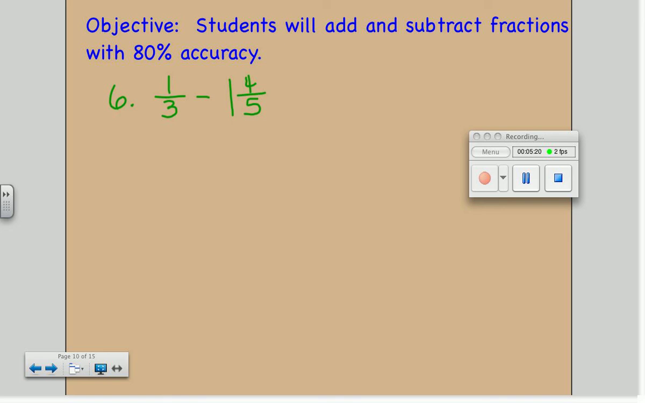One-third minus 1 4/5. For this one, since I don't have a whole number here, right? I don't have anything there. Nothing. Look, nothing. Since I don't have a whole number there, I know I'm subtracting more than what I have. So I know my answer is going to be negative. If I only have 4 and I take away 8, I know my answer is going to be negative.